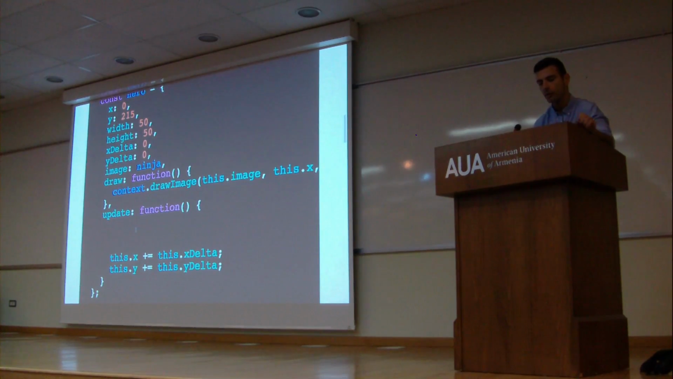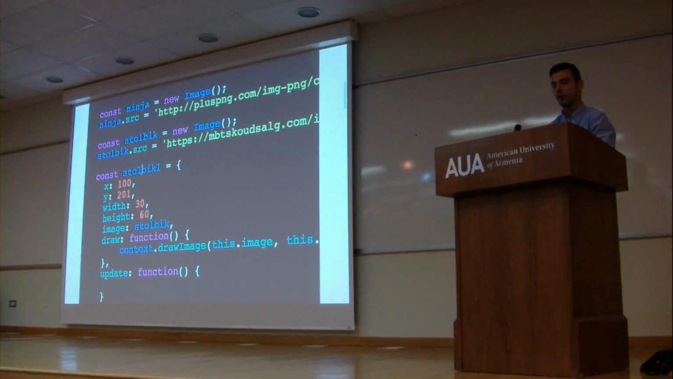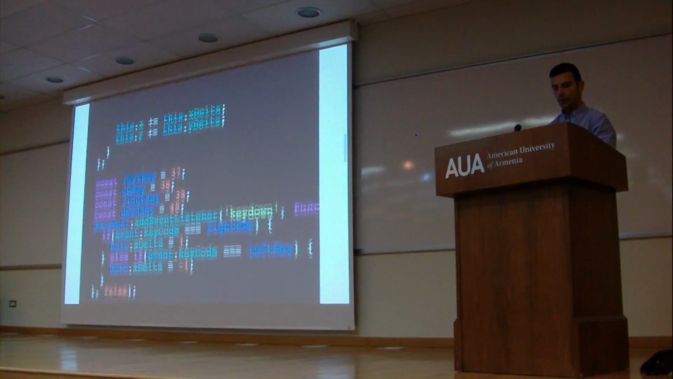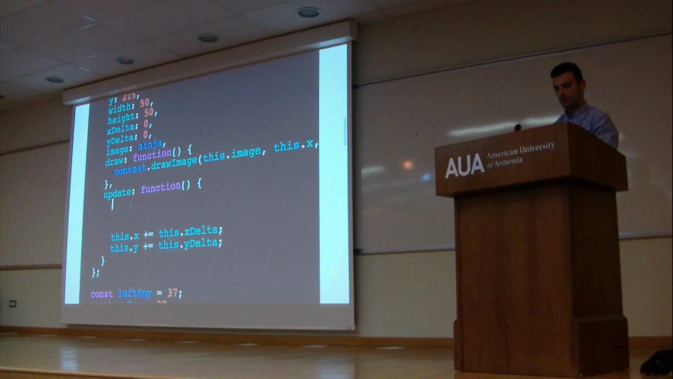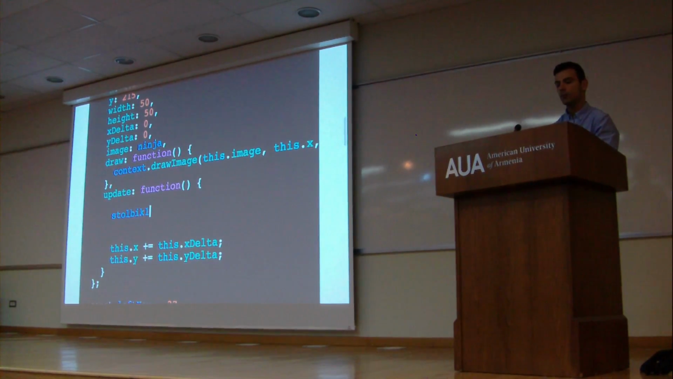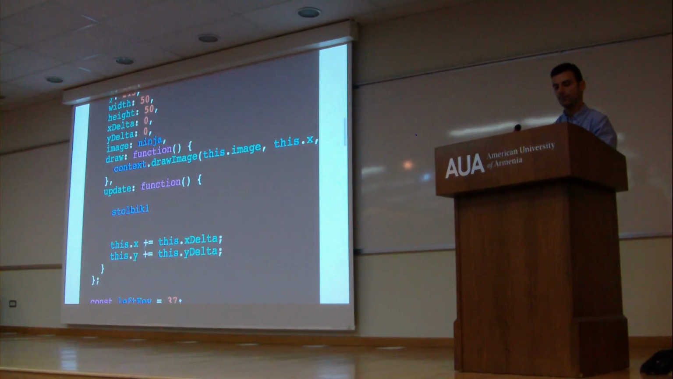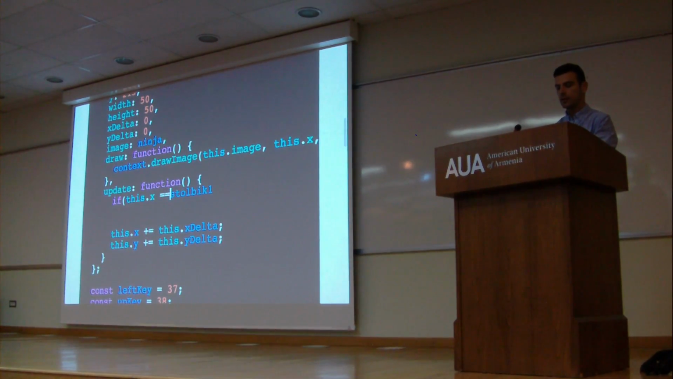Okay? So here what we do is we have a hero and we have Stolvik 1, right? We have a reference to Stolvik 1 and we have a reference to our hero, which is this. So this is our hero. Stolvik 1 is Stolvik 1. How do I know if the hero reached a Stolvik? You count your x coordinates are the same. So if this dot x, let's do an if statement, is equal to what?